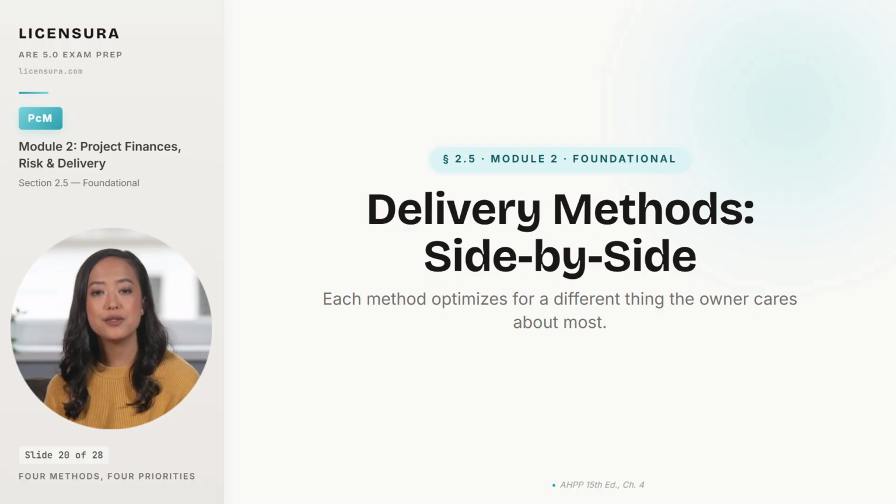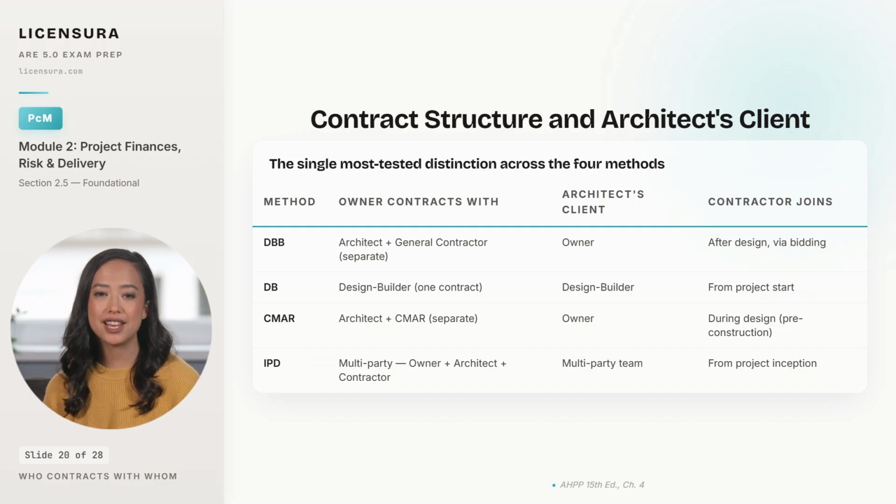Walk through the structural differences in a compact matrix, and the pattern becomes easy to remember. This is the single most tested distinction in Section 2.5, so commit it to memory. Design, bid, build. The owner holds two separate contracts, one with the architect and one with the general contractor. The architect's client is the owner. The contractor is selected through competitive bidding after the design is essentially complete.